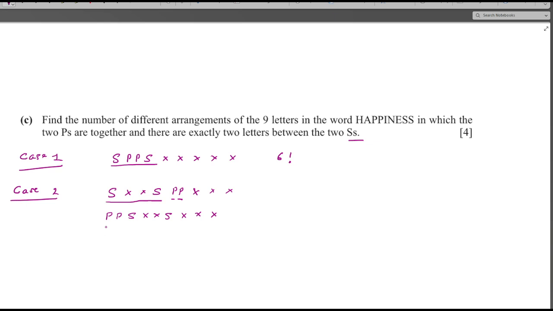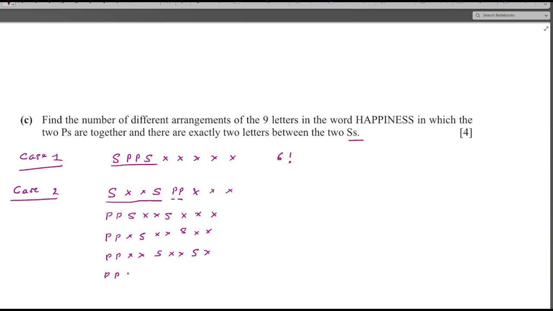Otherwise, another possibility is 2P and one other alphabet, then S and two alphabets and then S and then two alphabets. And similarly I have 2P and 2X, and then I have S, then two other alphabets, then S and one more alphabet.